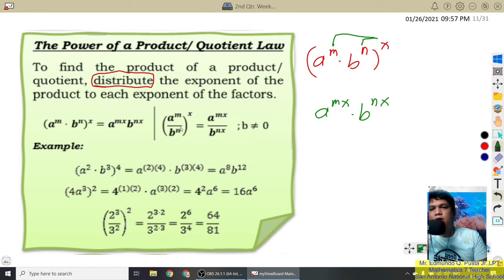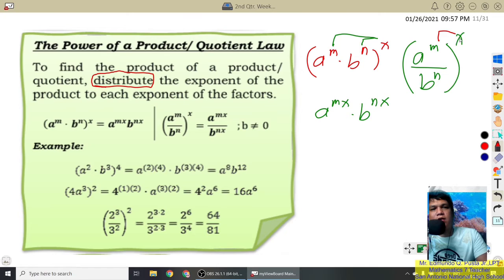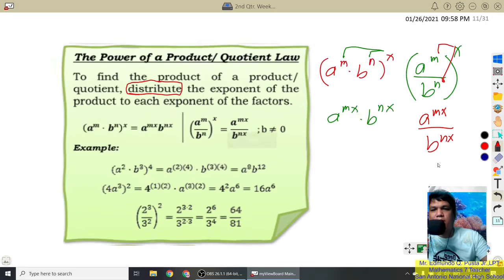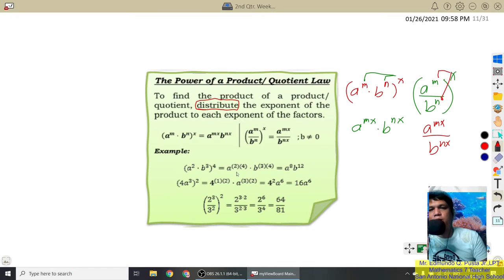Okay, the same with division. So we have a raised to m divided by a raised to n. What will happen? Okay, if they are raised to x, so you're just going to multiply. Okay, multiply. Okay, so what will happen? This becomes a raised to mx divided by b raised to nx. Multiplication of those exponents only. Okay, provided that b must not be equal to 0 for the division. So for example, let me have examples. Okay, let us discuss the examples written here.